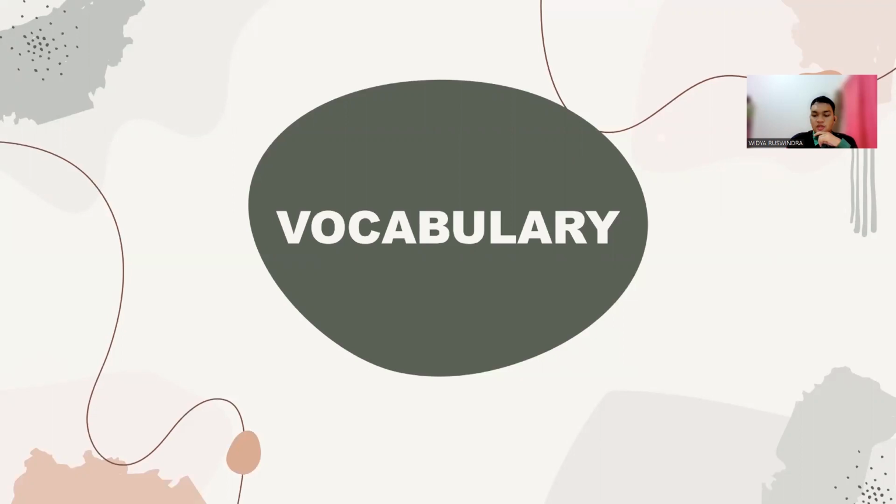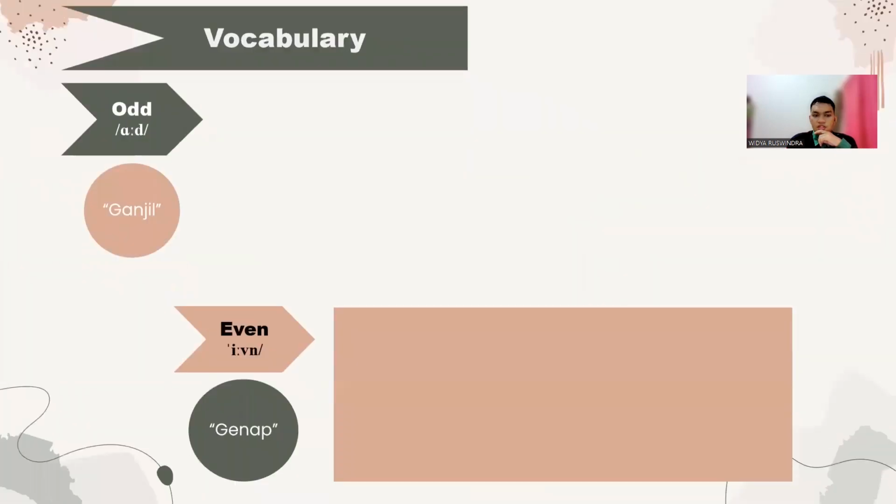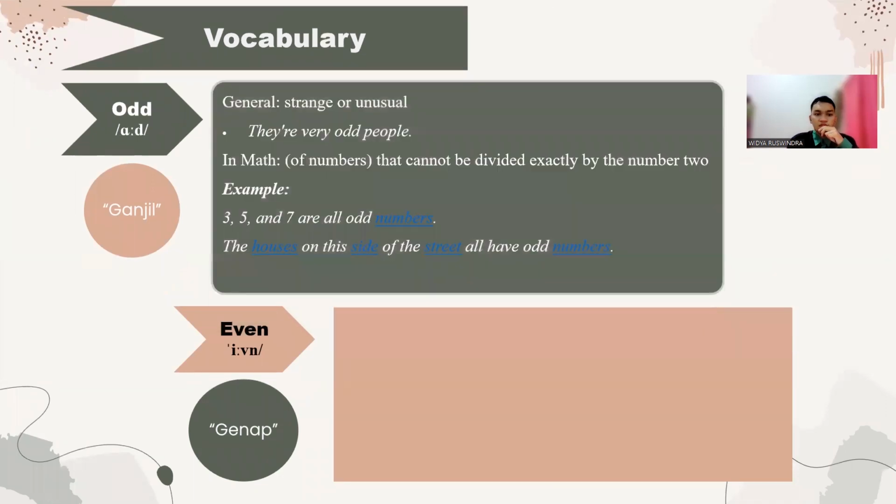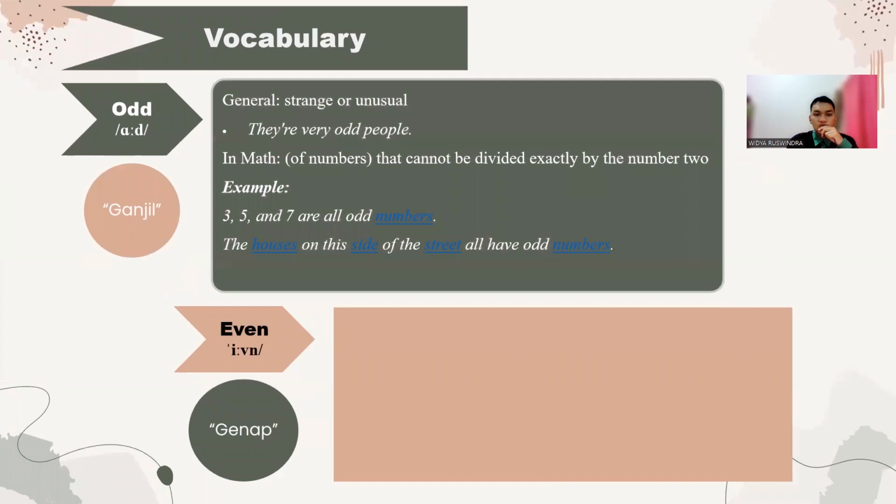The first vocabulary is odd, or in Indonesian we say ganjil. In general, it means strange or unusual. For example, they are very odd people. The definition in math is a number that cannot be divided exactly by the number 2. For example, 3, 5, and 7 are all odd numbers. And the houses on this side of the street all have odd numbers.